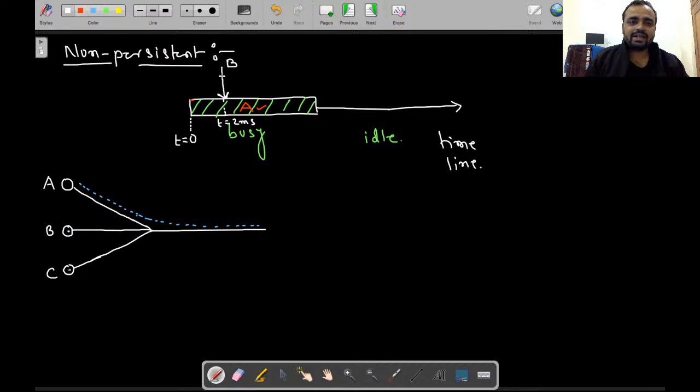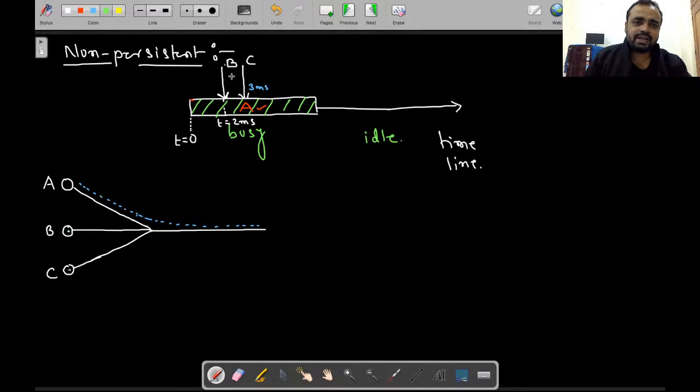So what will it do? Either it will continuously sense the medium till the medium becomes idle, or after sensing and finding the medium busy, it will wait for some time and sense again. So there are two different possibilities. Got it? Here node B has sensed the medium, and after some time node C also senses the medium, suppose at 3 millisecond. At 3 millisecond, it also finds the medium busy.